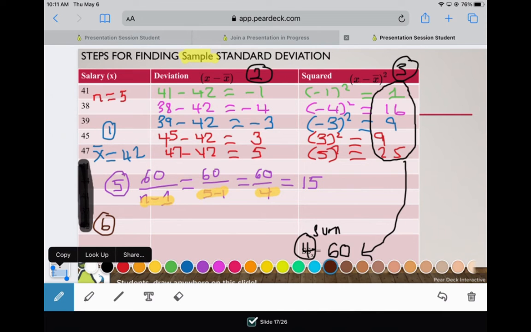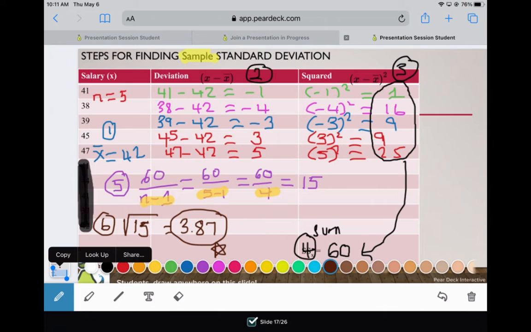Okay. So the last step, which is the same thing, I'm taking the square root of step number 5, which is the square root of 15. So the square root of 15 is 3.87. And this is the answer.